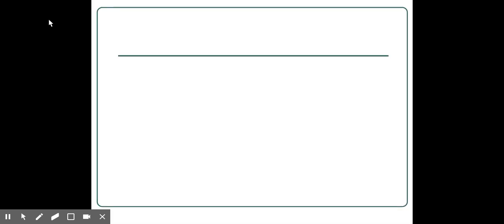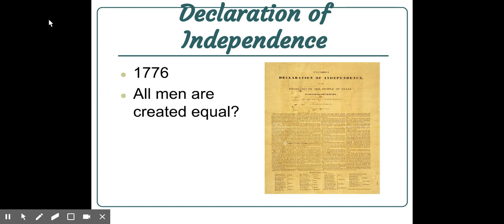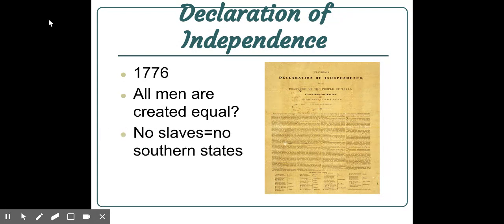So one of the first major things that we need to look at is the Declaration of Independence. We know that it was signed in 1776, and we basically established the United States with slaves. And so the question was always during this time, the Declaration of Independence says all men are created equal, but are they really equal? So no slaves would basically mean that we would not have our southern states. So they basically would not support the Declaration if we outlawed slavery.